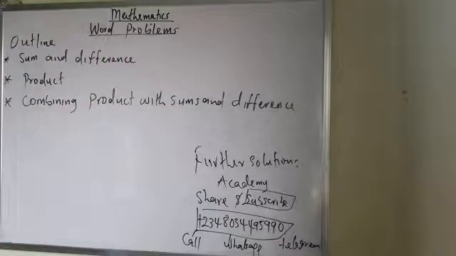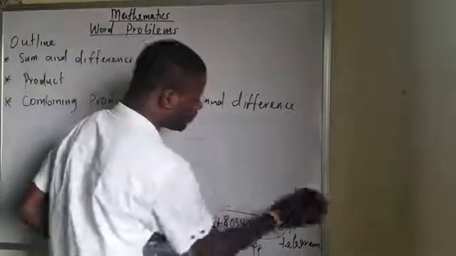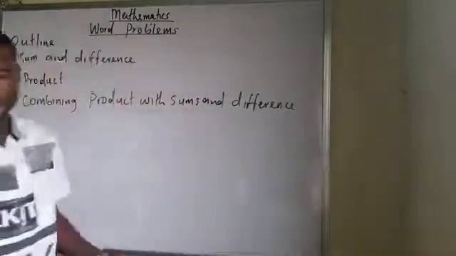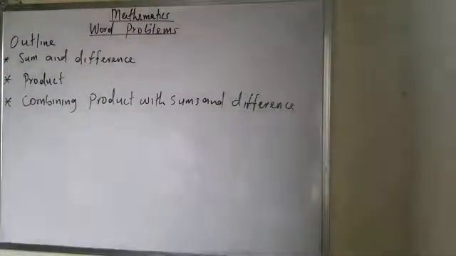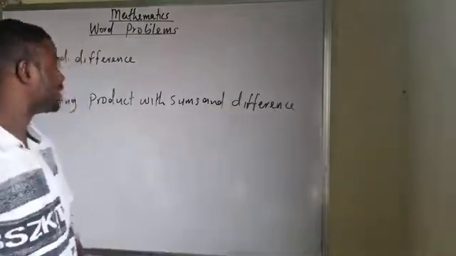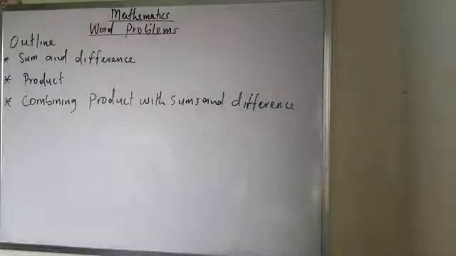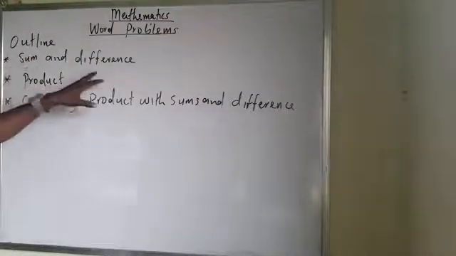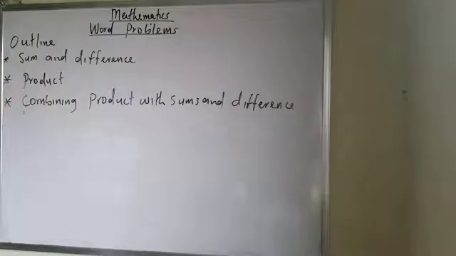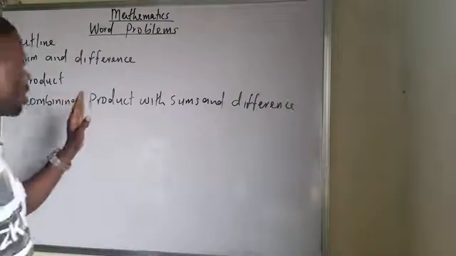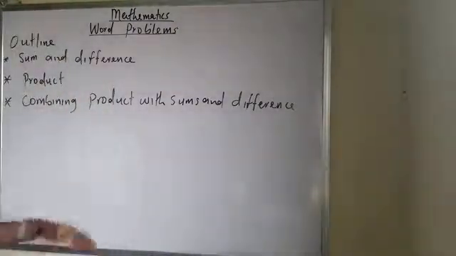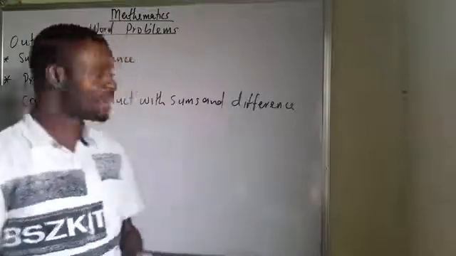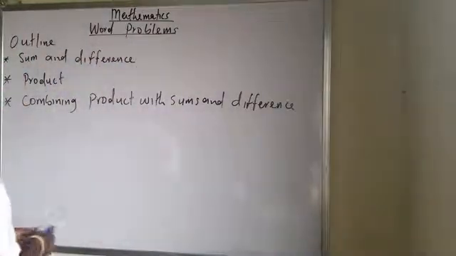Now, in this video, I'll be walking you through this topic, which is called word problems. Word problems are a foundational part of mathematics, a basic part of mathematics for beginners. The topic outline: the first one I'll be talking about is sum and difference, the second will be products, and the third will be combining products with sum and difference. By the end of this video, you should understand everything on this part. Okay, let's start.